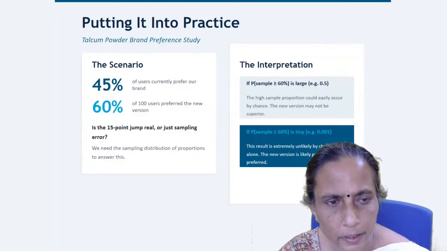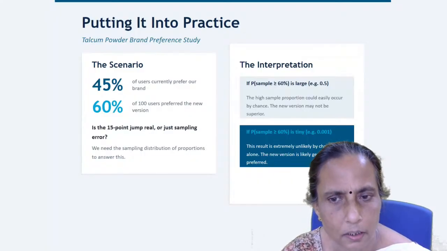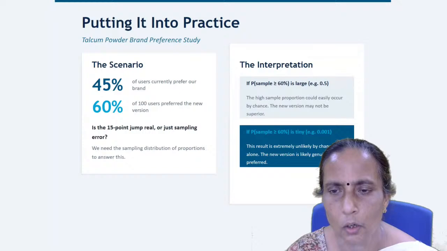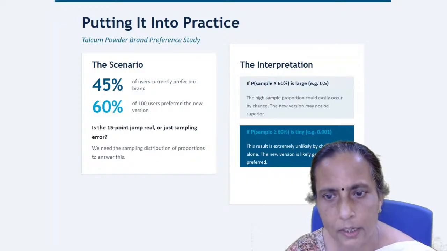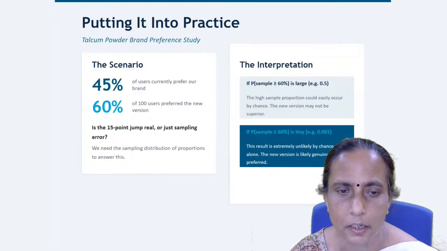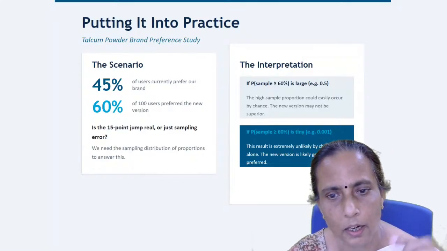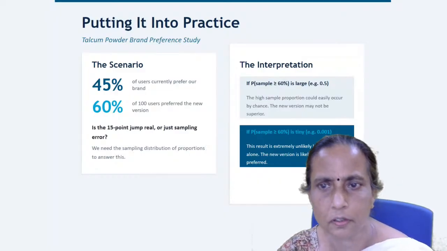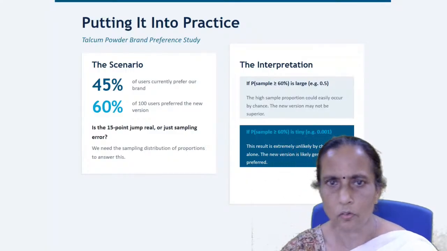Suppose the probability of a sample proportion of more than 60% is large, for example 0.5. Then the high sample proportion could easily occur by chance, so the new version may not be superior. But if the probability of a sample proportion greater than or equal to 60% is tiny, maybe negligible, say 0.001, this result is extremely unlikely by chance alone. So this new version is likely genuinely preferred. Depending upon this value, we can say either it is preferred or it is not preferred.